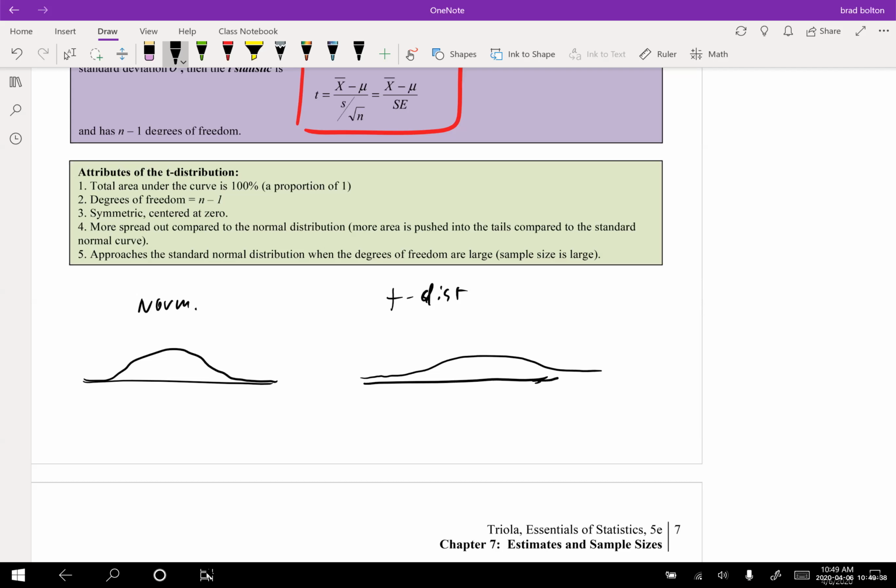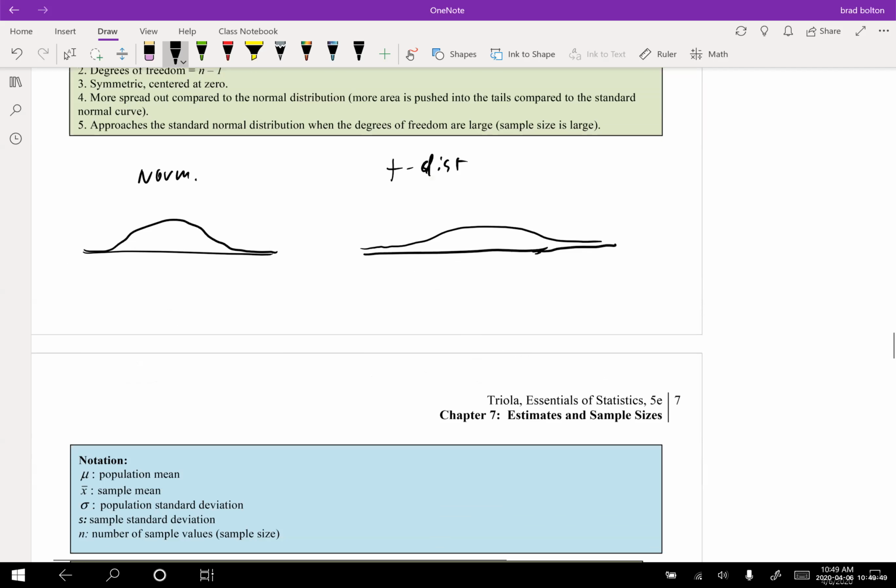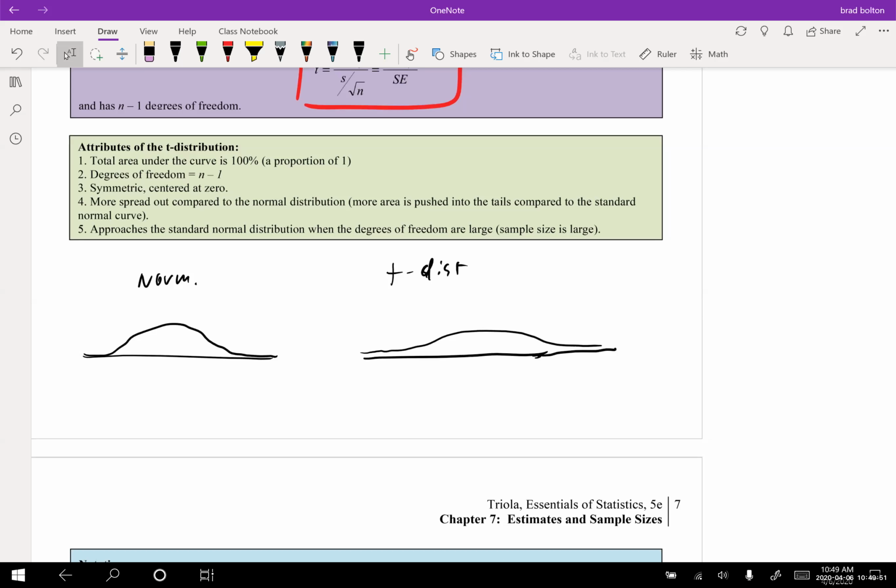And I'm over exaggerating because I can't draw too well. So the t-distribution has more value in the tails, more area in the tails. Still not a massive amount, but it's more than the normal distribution, okay? And you guys can go through and read that. Degrees of freedom is n-1, symmetric, centered at 0.